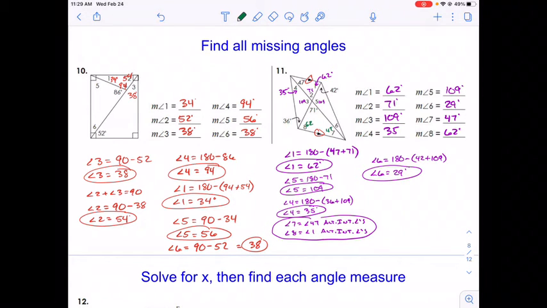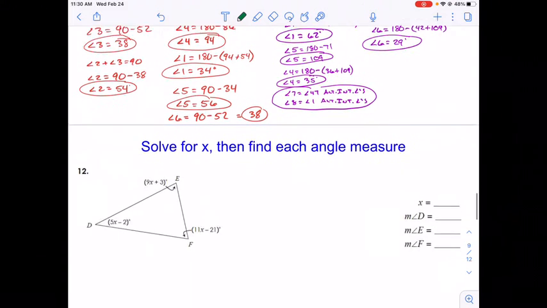We can do angle 5 because angle 2 and 5 form a linear pair. They also form a linear pair with 71 degrees. So 180 minus 71 gives us 109. And 5 and 3 are the same because they're vertical angles. And then angle 6 we do by adding up 42 and 109 and subtracting from 180 to get 29.